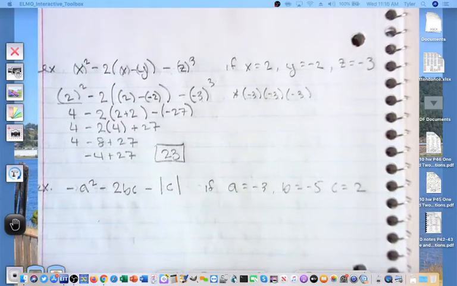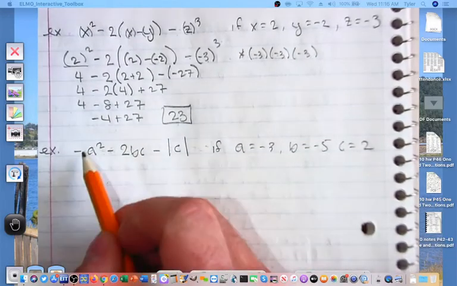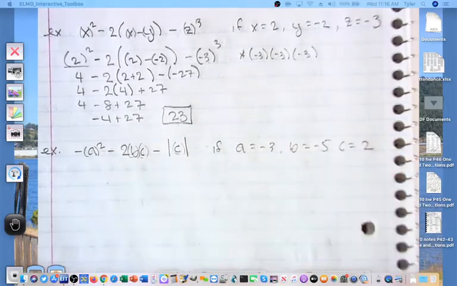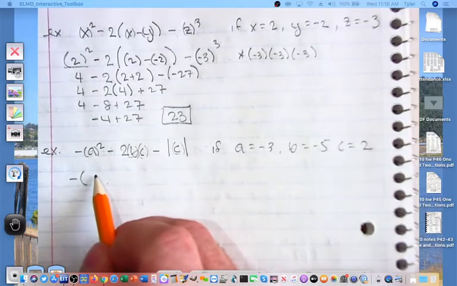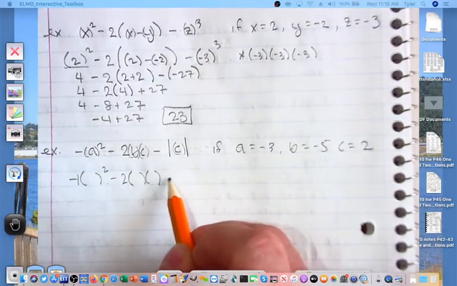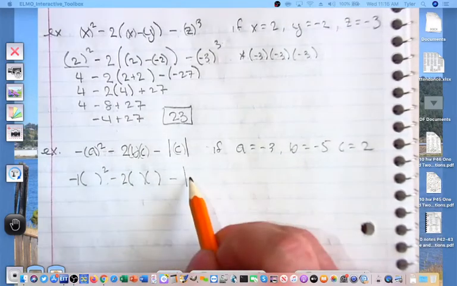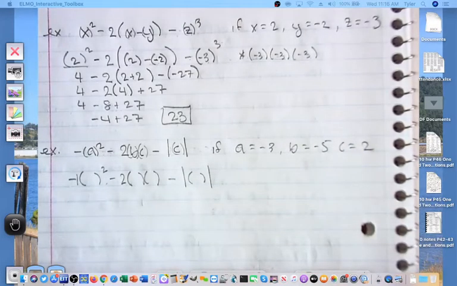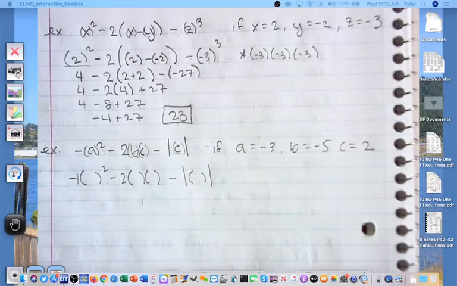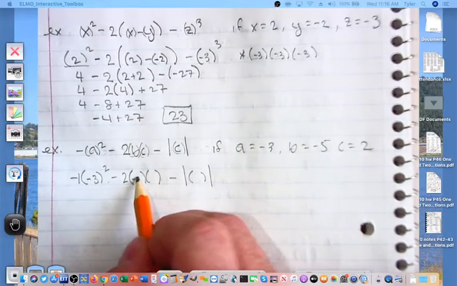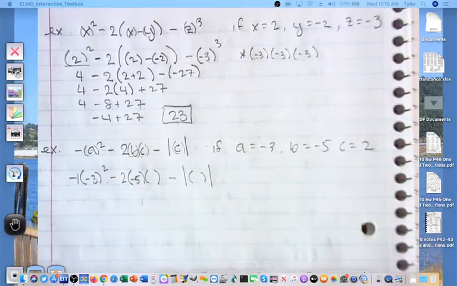I have one final example for you. Again, I put parentheses around every variable. I'm going to empty those parentheses. Minus 1 times a squared minus 2 times b times c minus the absolute value of c. Let's substitute in the appropriate values. A is negative 3. I have negative 3. B is negative 5. C, which I'm going to put in 2 places, is 2.